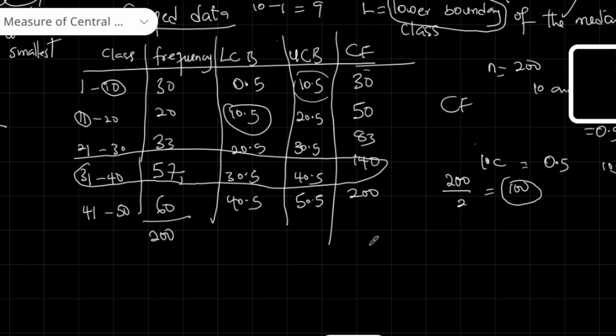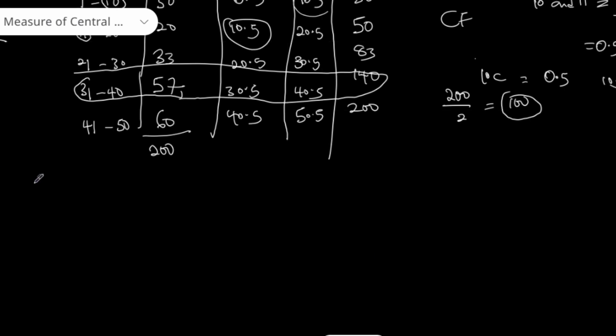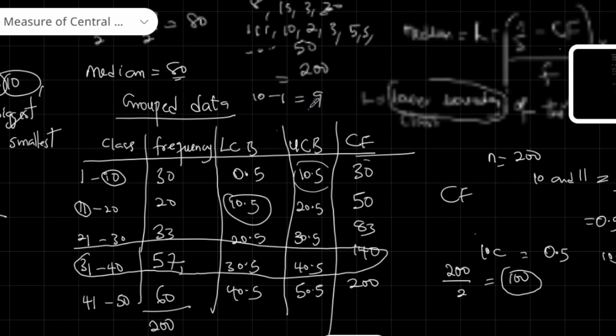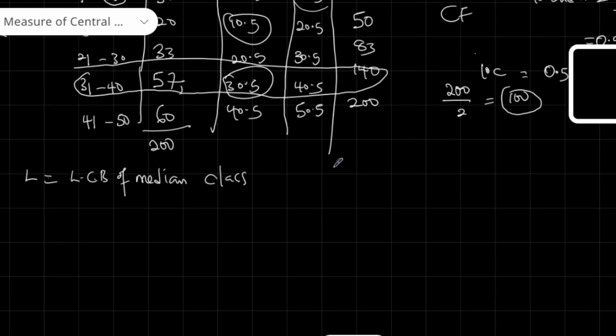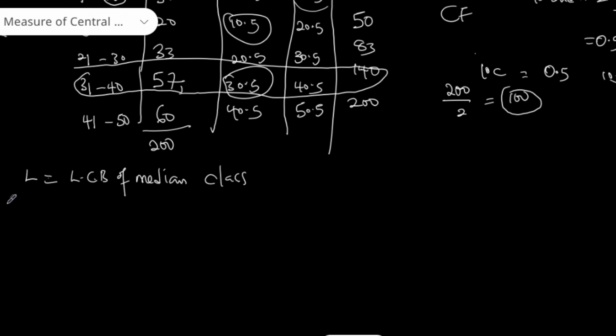Now, it means that our L is equal to the lower class boundary, right, of the median class. This is the lower class boundary, which is 30.5. So our L is equal to 30.5. Our N, we know, is equal to 200.